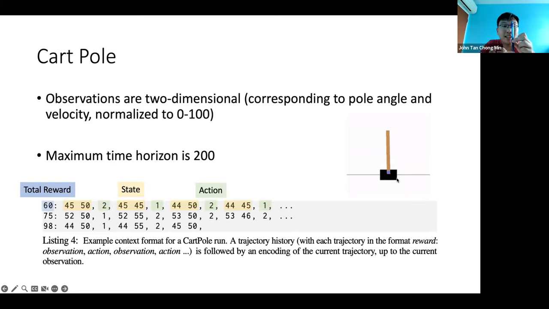So every second that I balance, or every time step, I get a reward of one. The moment the pole drops below a certain angle, reward zero, and that episode will end.